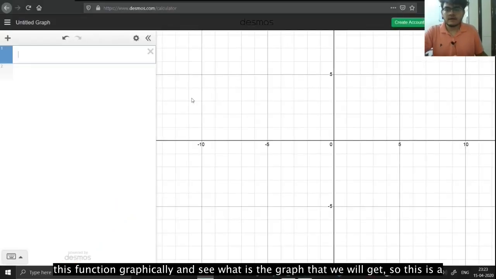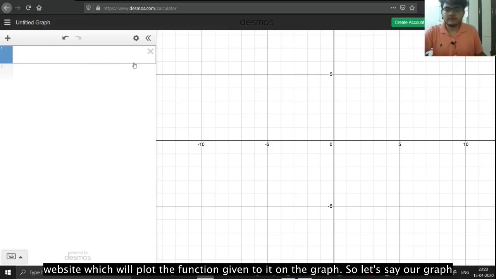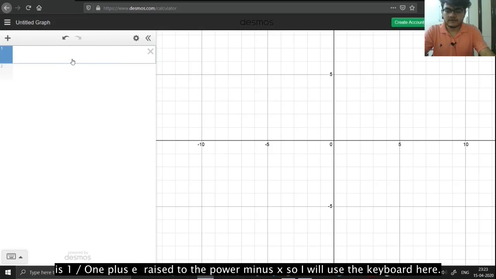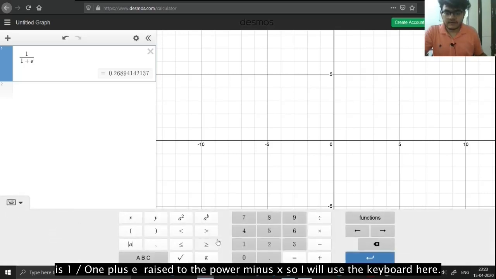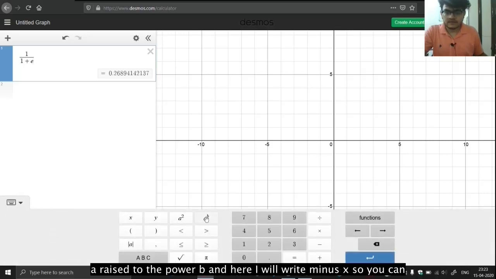So this is a website which will plot the function given to it on the graph. Let's say our function is 1 divided by 1 plus e raised to the power minus x. So I will use the keyboard here. We have a raised to the power b, and here I will write minus x.